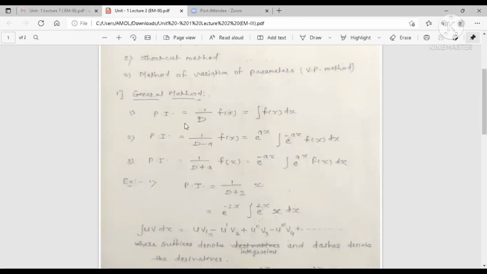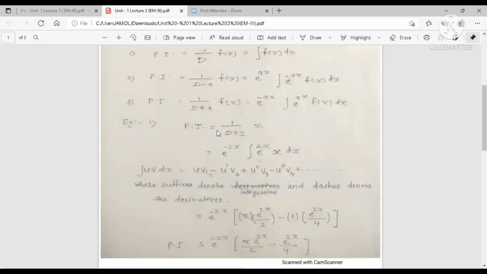Now, the rules for the general method. The first rule is PI is equal to 1 upon D into f of x. 1 upon D means you just integrate the function f of x with respect to x. Second is PI is equal to 1 upon D minus a into f of x, and the formula is it is equal to e to the power ax into integration of e to the power minus ax f of x dx. The third formula is PI is equal to 1 upon D plus a into f of x, and it is equal to e to the power minus ax into integration of e to the power ax f of x dx.